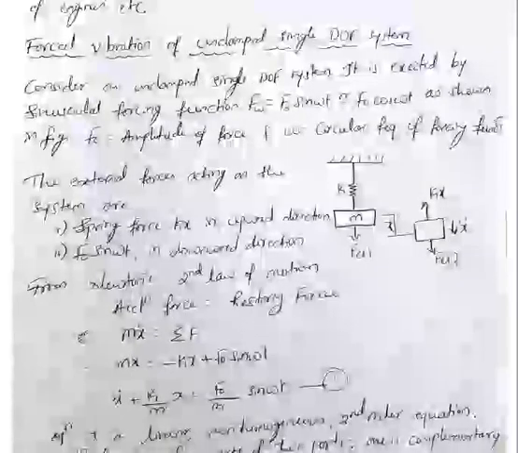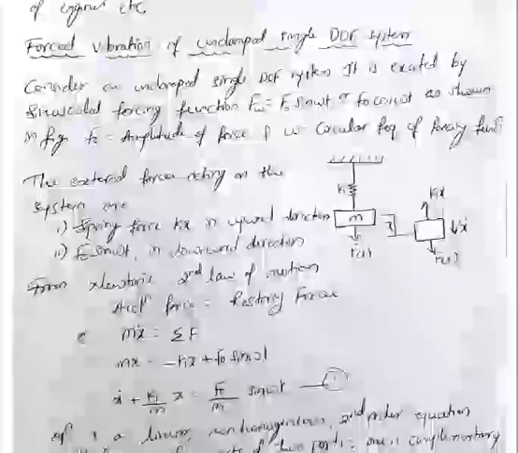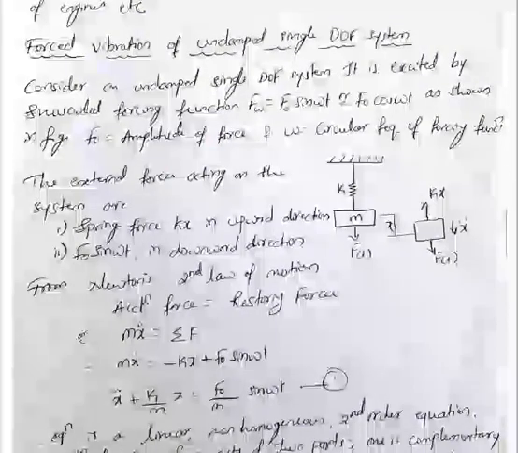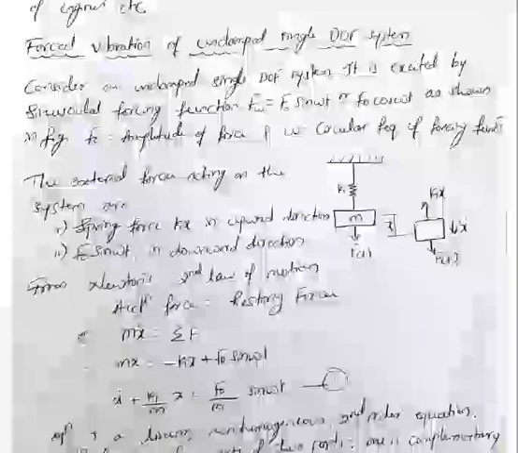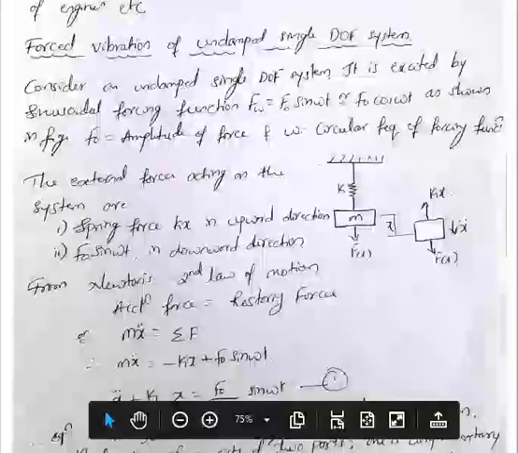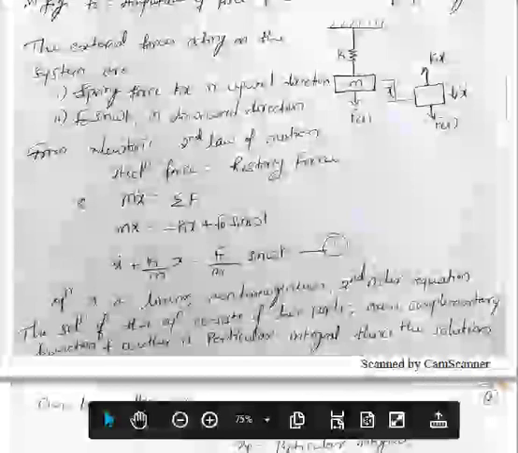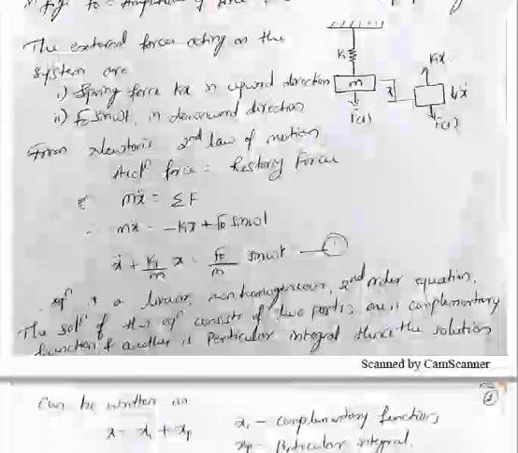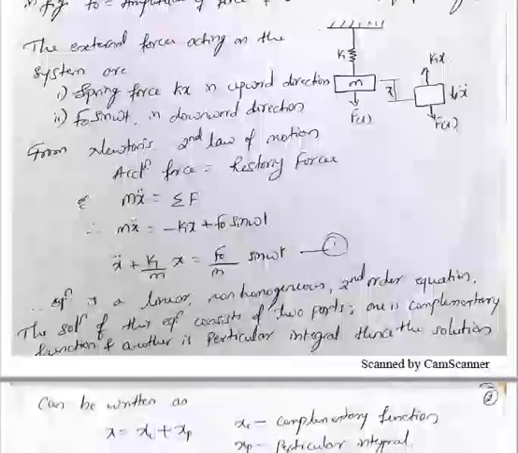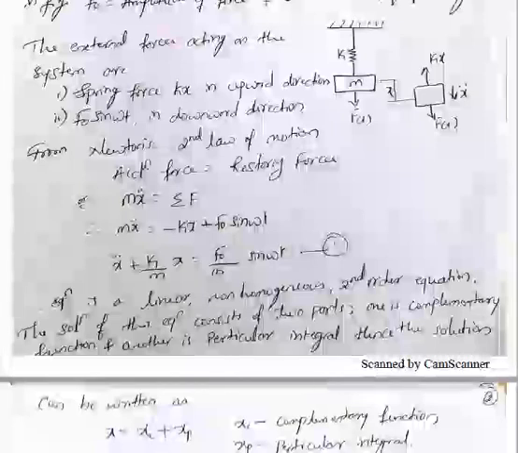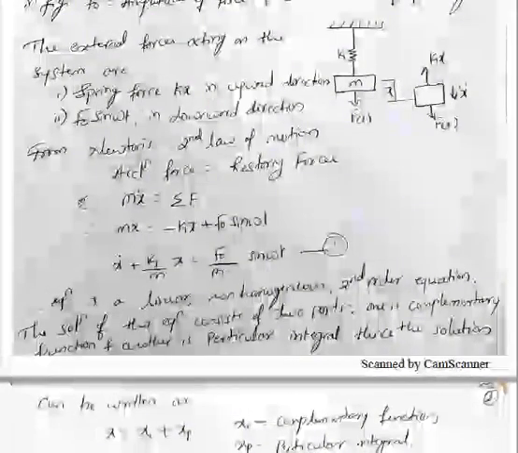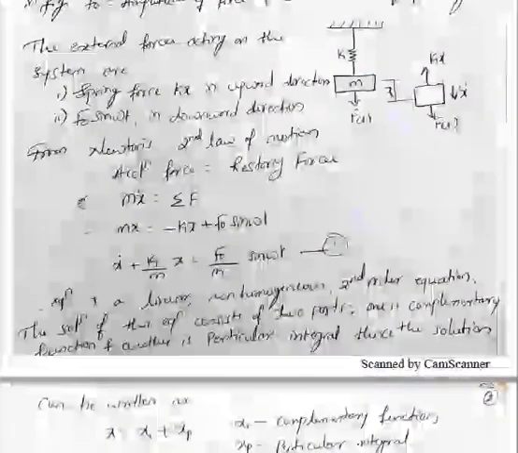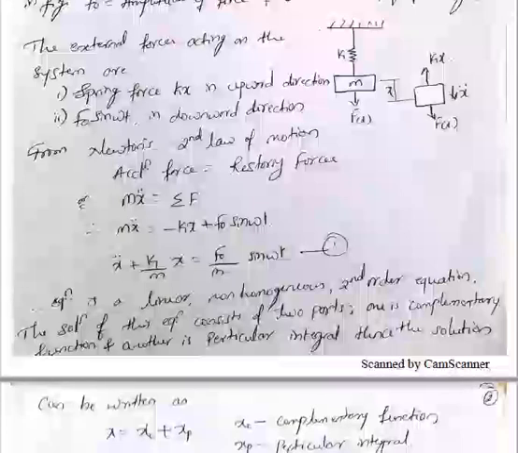Now from Newton's second law of motion, we know that the acceleration force should be equal to the restoring force. So m x double dot is our acceleration force, which should be equal to the summation of all the forces including applied and reaction forces. From this free body diagram you can write m x double dot equal to minus kx plus F naught sine omega t. Here for kx I have taken the negative sign because it is acting in the upward direction, and F naught sine omega t is acting in the downward direction.